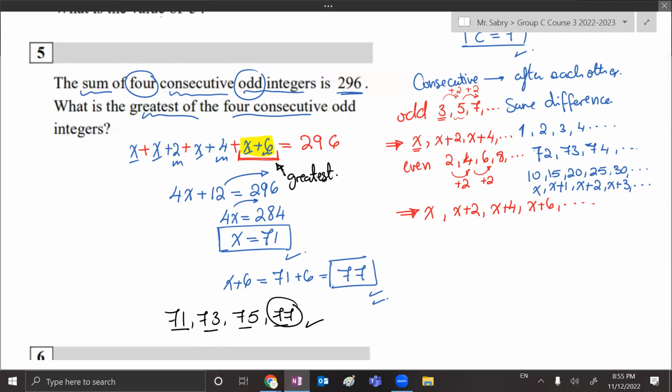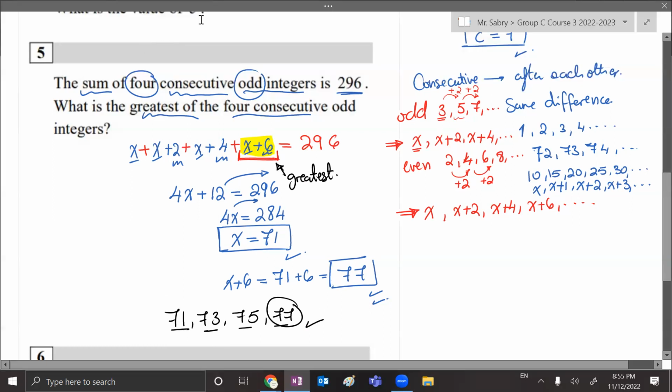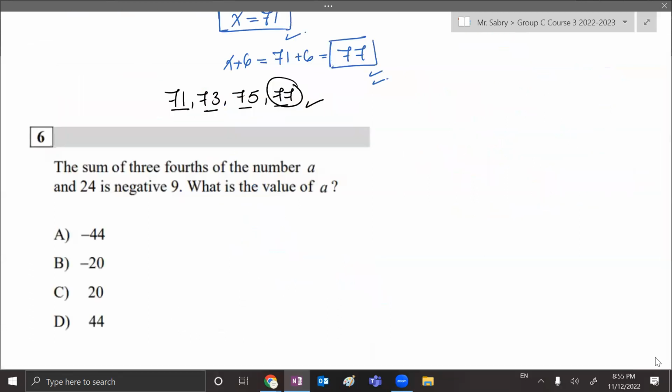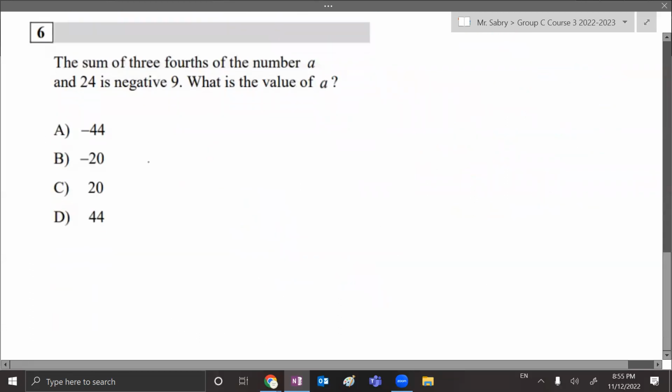Sure? Okay, let's go. Another good example for that. This is not about the consecutive thing, but another good example of an equation. They say the sum of 3/4 of a number A, that is 3/4 of A, and 24, that is plus 24, is -9. So that equals -9.